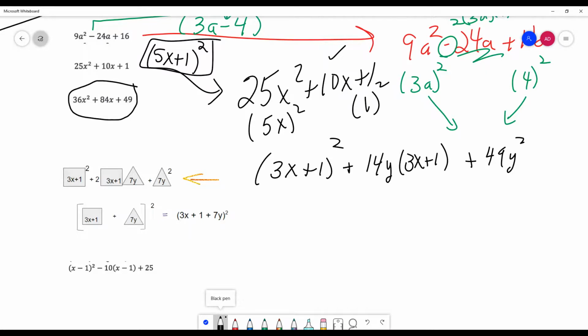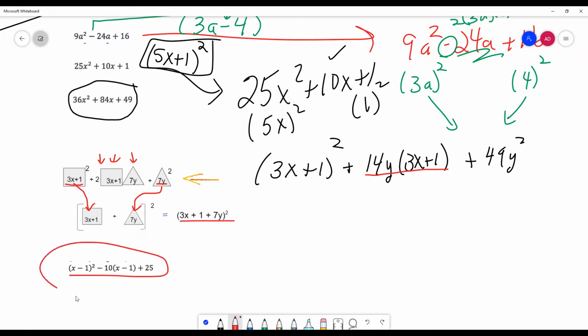So what you want to do is check to see, does it fit the pattern? Well, it actually does fit the pattern, and you can see it if I break it up in these boxes and triangles. 3x plus 1 is my first box, my only box. 7y is my triangle. When I multiply 3x plus 1 times 7y times 2, I get 14y times 3x plus 1. So the way you factor it is you simply bring in your 3x plus 1, bring in your 7y, and that's what you get for factored form.